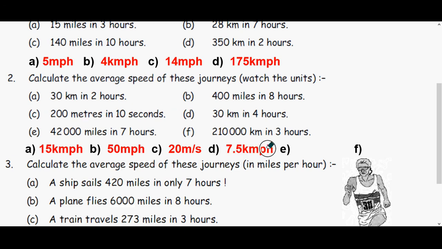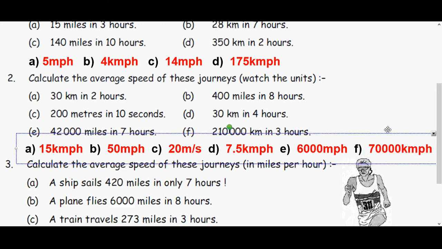30 divided by 4 is 7.5 kilometres per hour. And then this one here, I would do 42 divided by 7, which is 6, and that gives you 6,000 miles per hour. And then think 21 divided by 3, which will give you 7. So that gives you, I think it's actually 70,000 there. That's a mistake. I don't know if I can change that. I'd like to see if I can. I'll chuck an extra 0 in there.